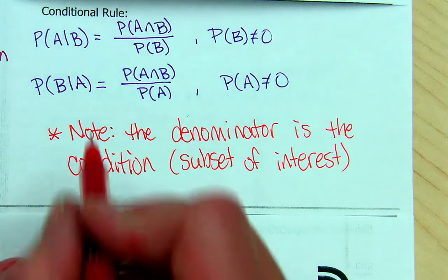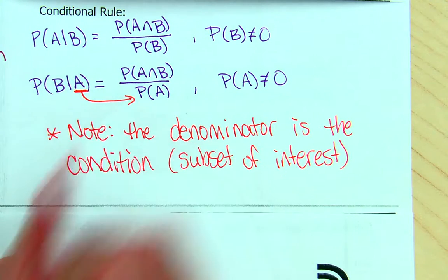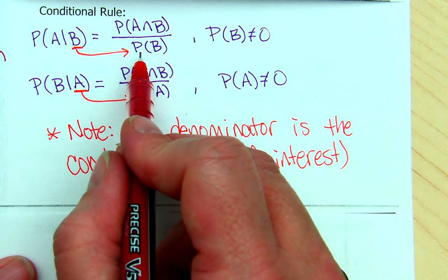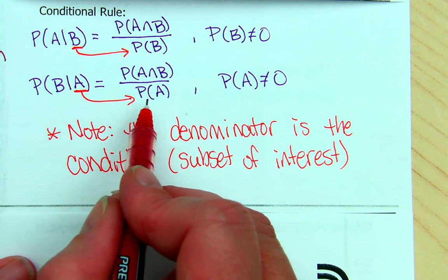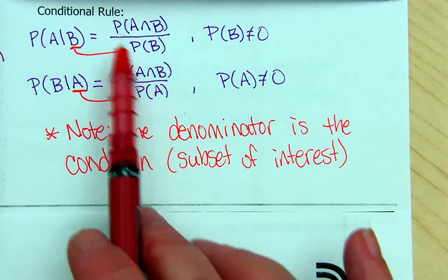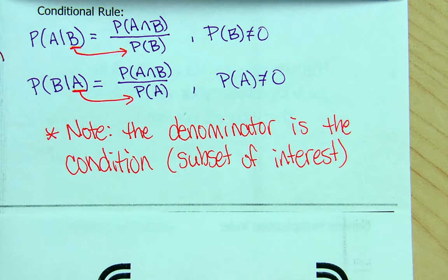What I mean by that is whatever is out here is the condition. That's going to be what goes in the denominator. When we're given B, probability of B is in the denominator. When we're given A, probability of A is in the denominator. So that can help you keep track of how do I know which one goes where. Well, it's always both on top, the overlap is on top, and then whichever one you were given is in the denominator.